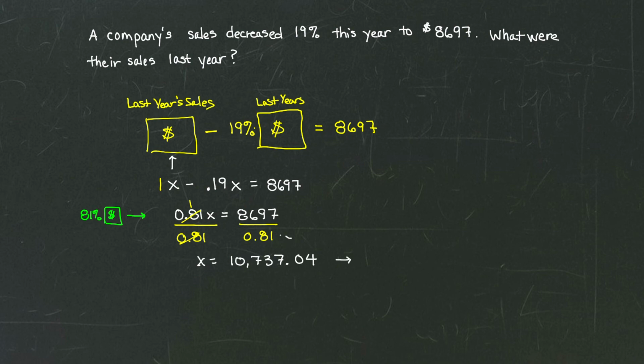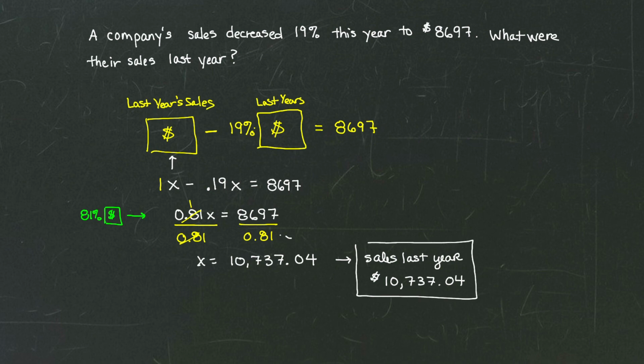So that means that our sales last year, which is what we were calling X, are just $10,737.04. If we take this amount and decrease by 19% of this amount, we will get $8,697, or equivalently, $8,697 is 81% of this amount from last year.